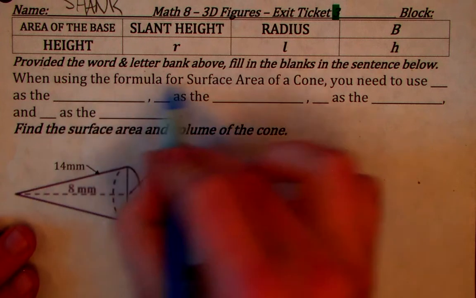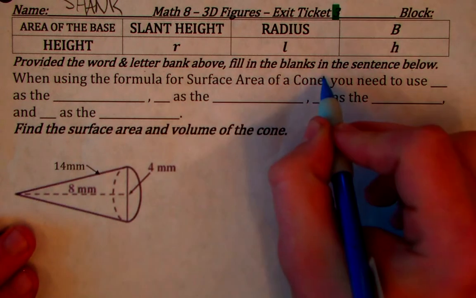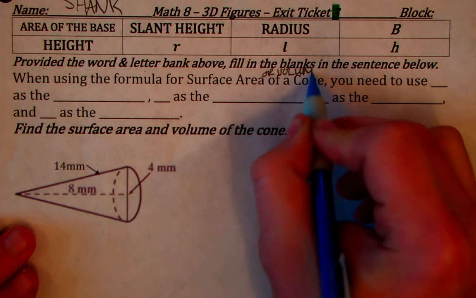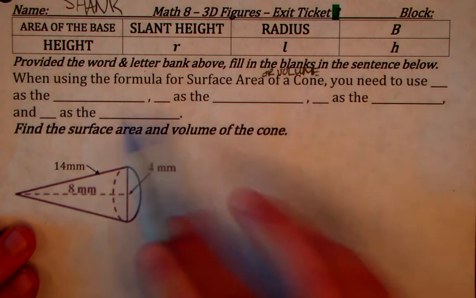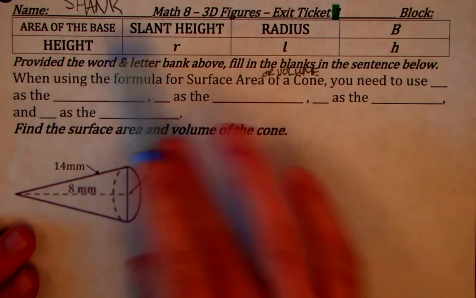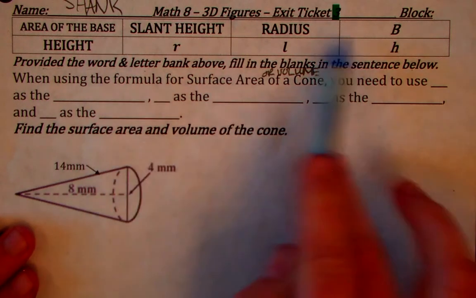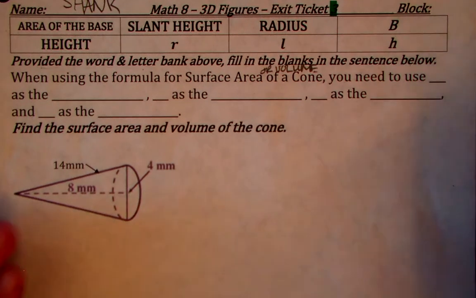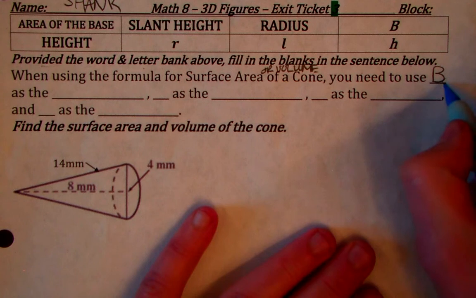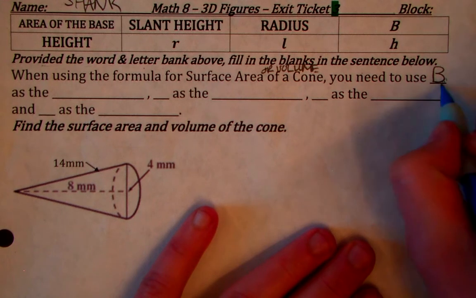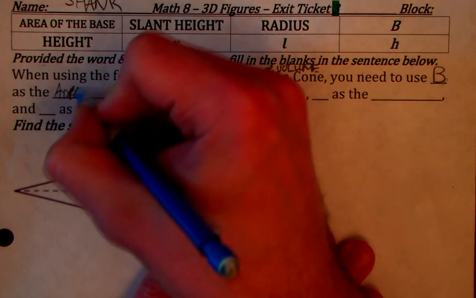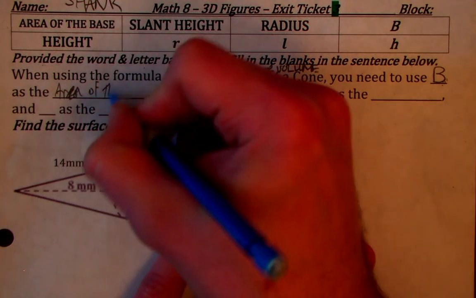So again, when using the formula for surface area or volume, just like before, you need to be able to use these variables with these terms. So, again, another way you can do it is if you want, you can say, all right, I need to use B, or big B, excuse me, capital B, uppercase B, which is the area of the base.